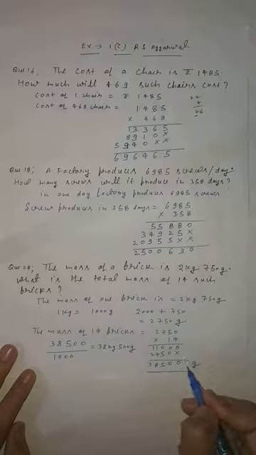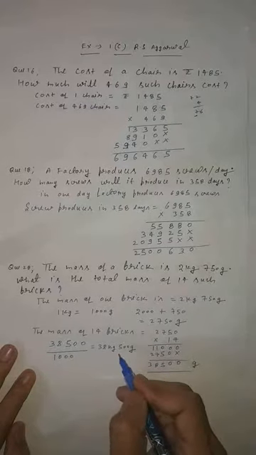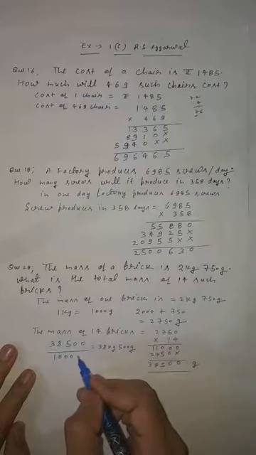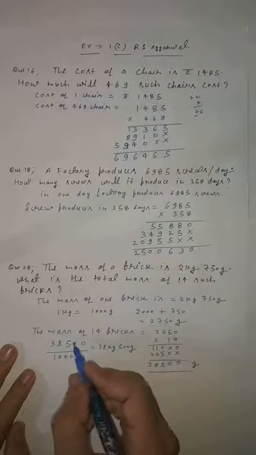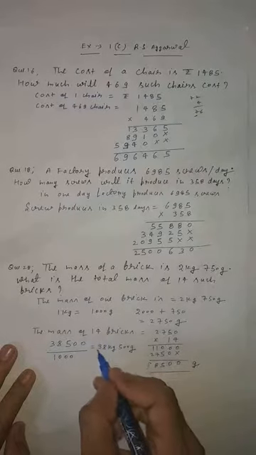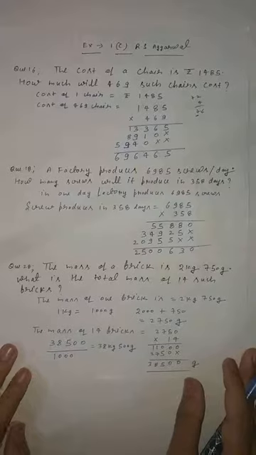This answer is also correct, but this is in gram. If you have to find out in kilogram, what will you do? You will divide it by 1000. So when you divide, it will come 38.500. So this is 38 kilogram and 500 gram. Clear students?